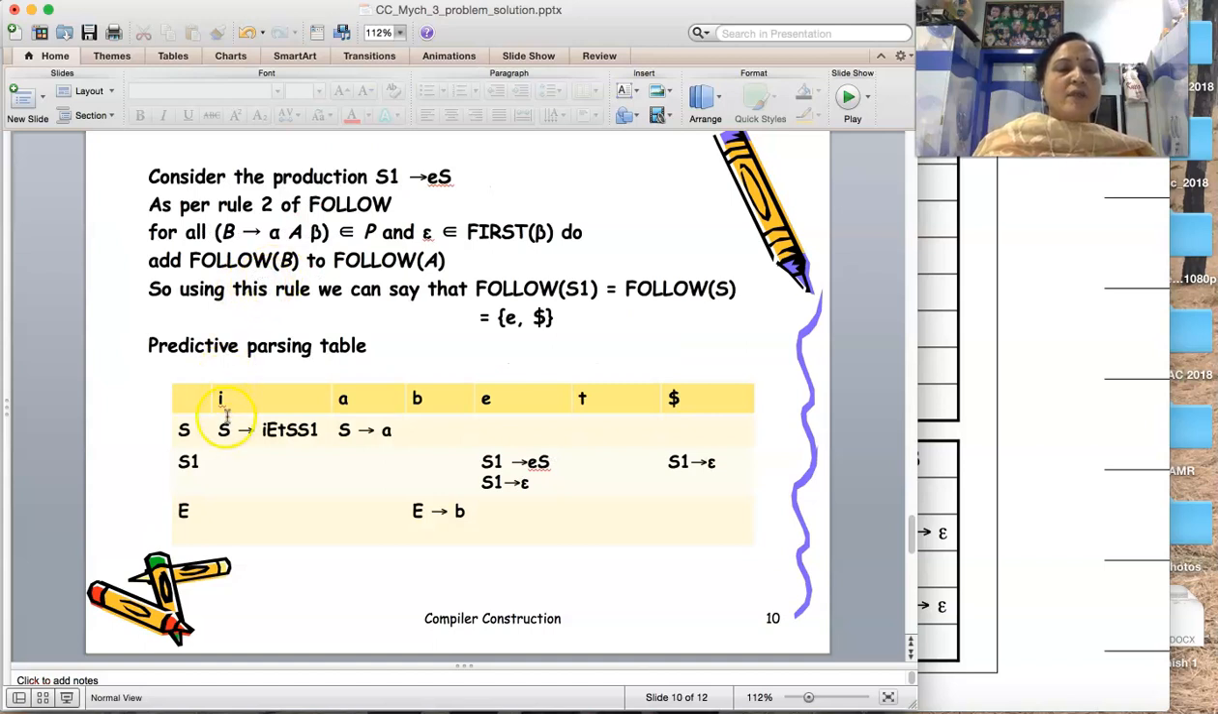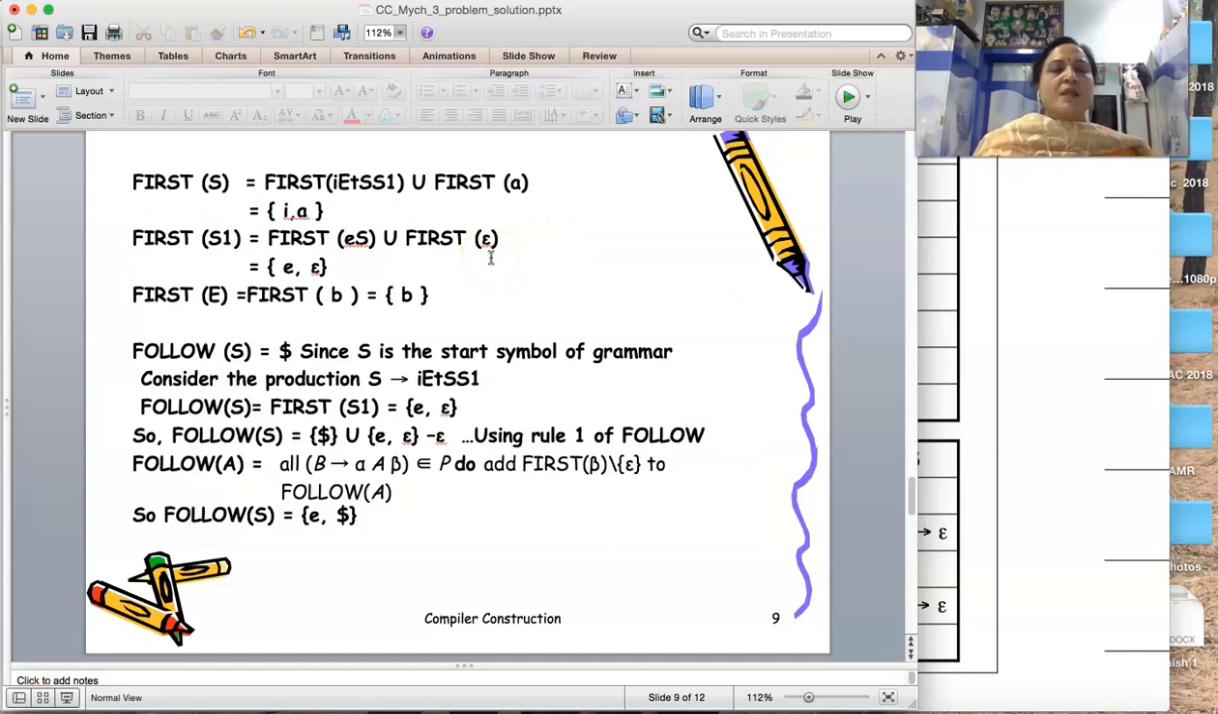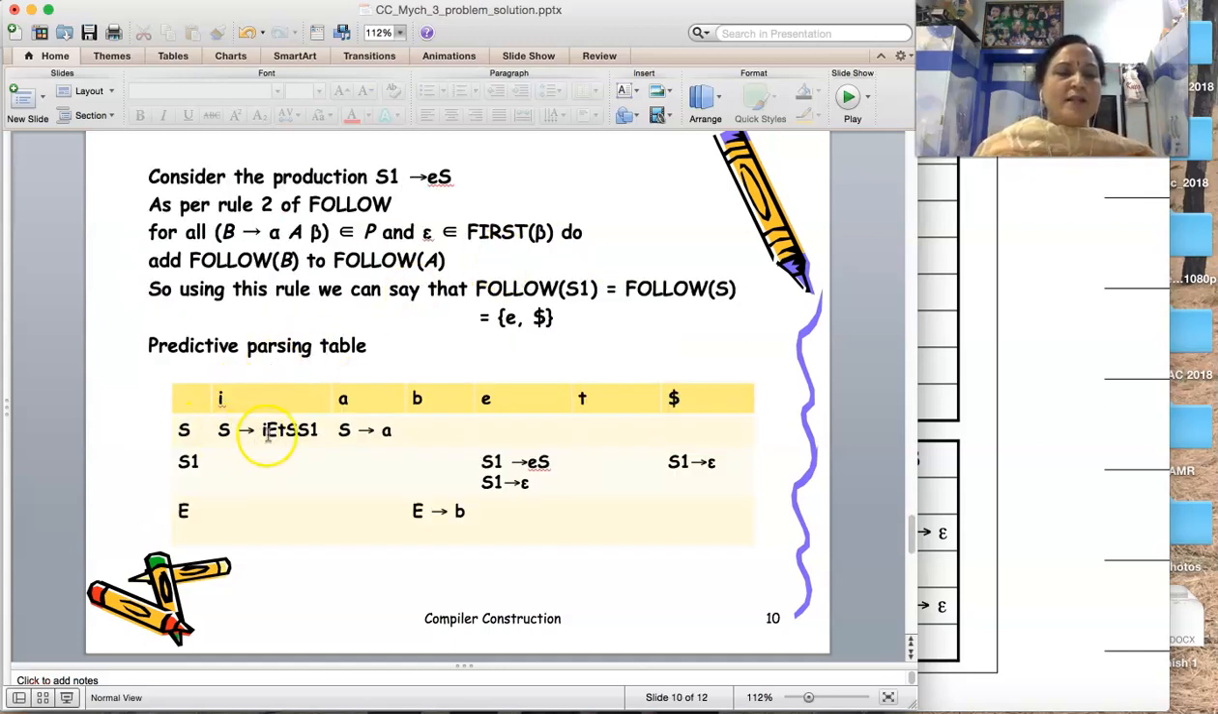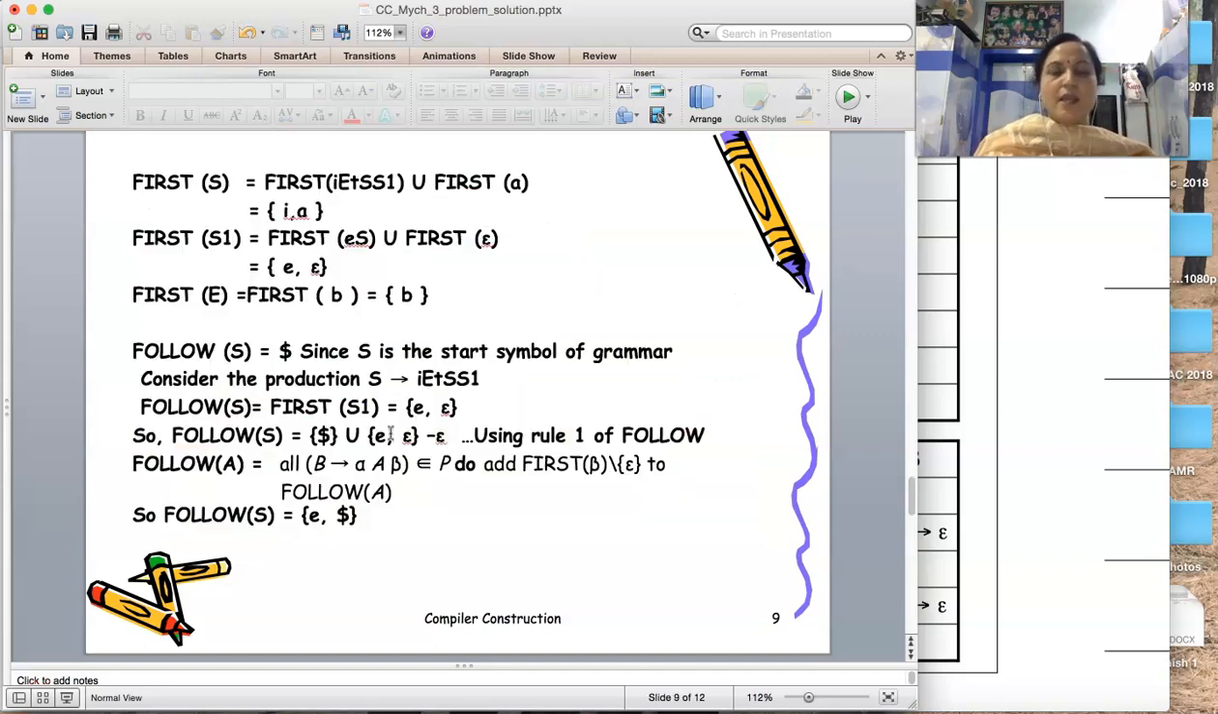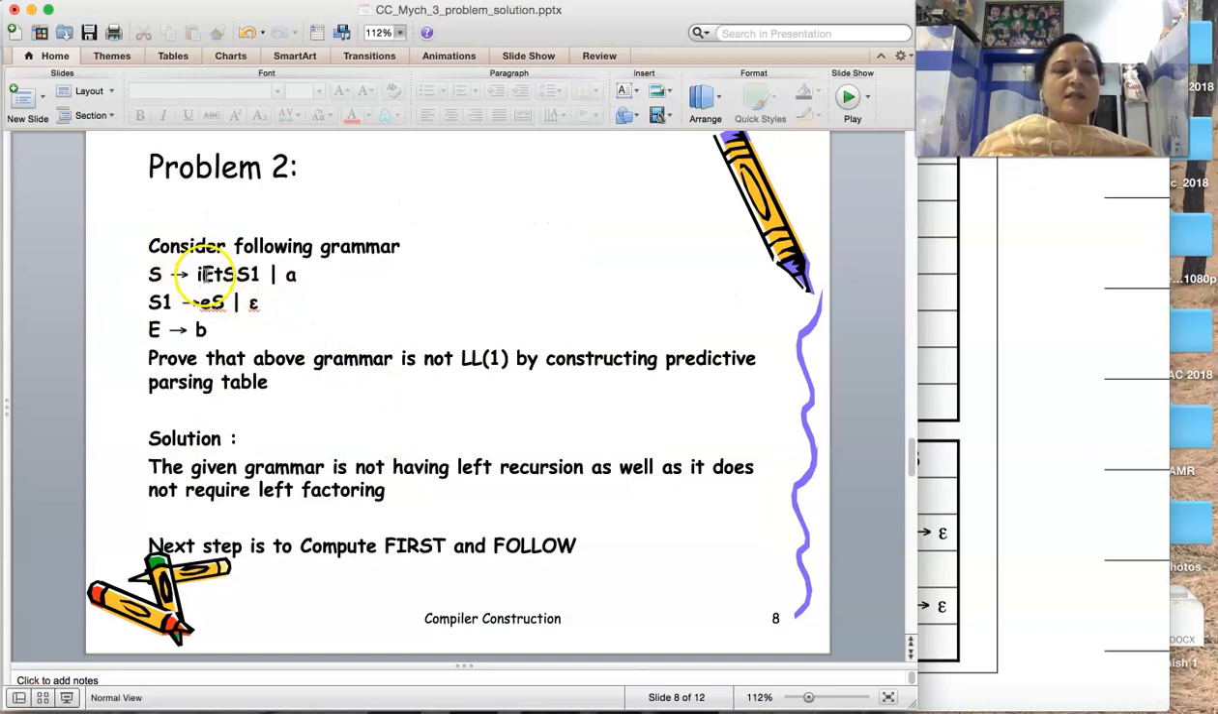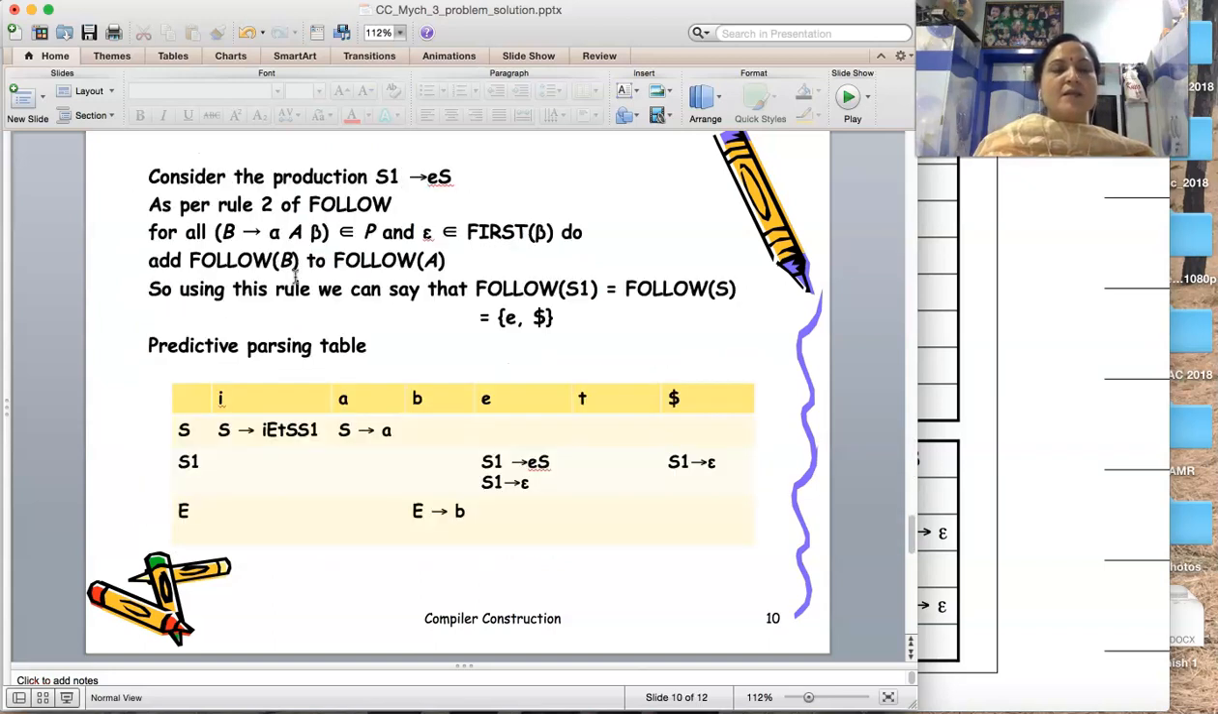So for the input i I will write the production. The first of S is nothing but i comma a. So below i I will write the production S tends to iEtSS1, because this production starts with i and there is a possibility of a match. Now when the input is a, we use the second production, that is S tends to a. So since we have two productions, one starting with i and another with a, the parsing table gives clear-cut instructions: when the input is i, use the production which starts with i, that is S tends to iEtSS1. When the input is a, use the production that starts with a.